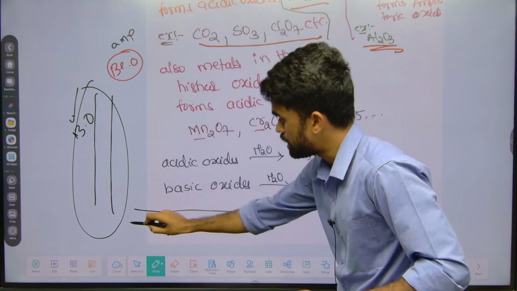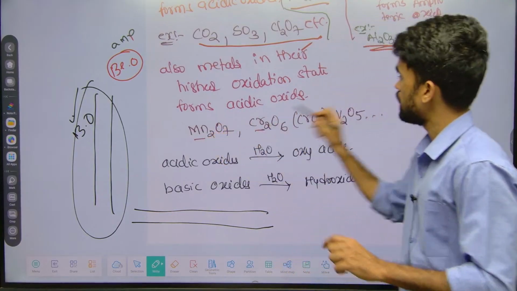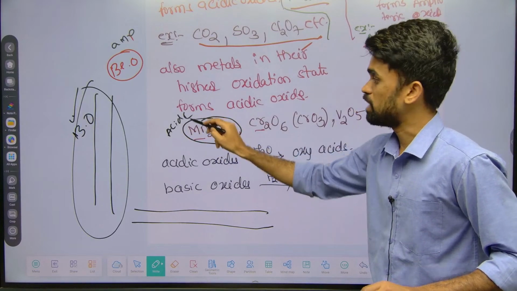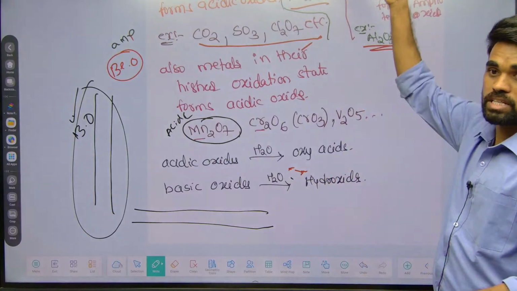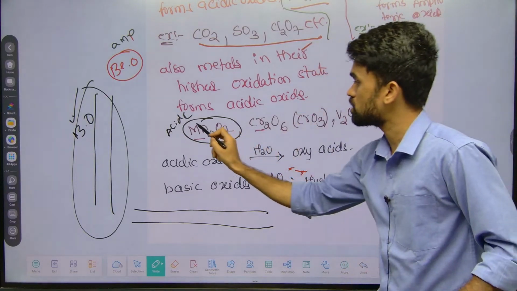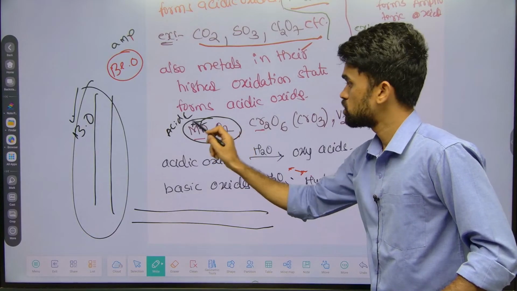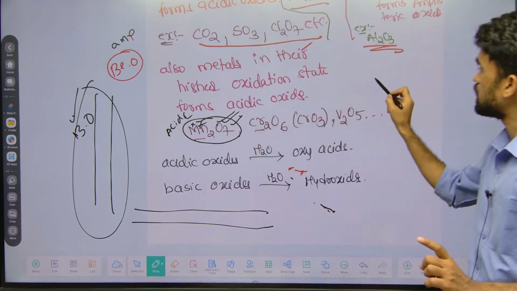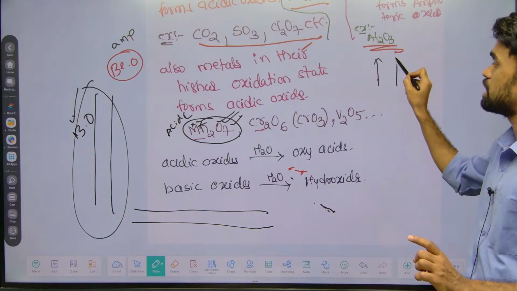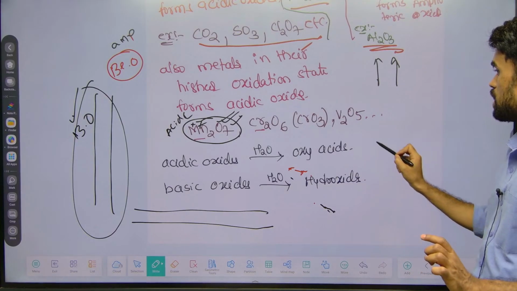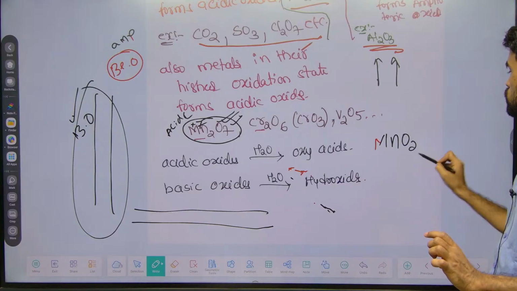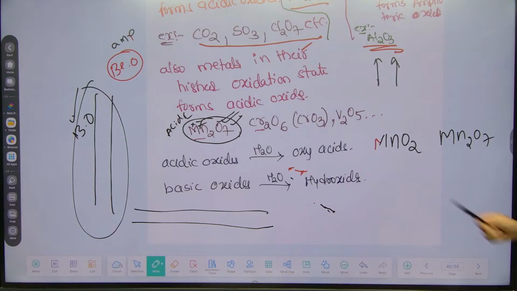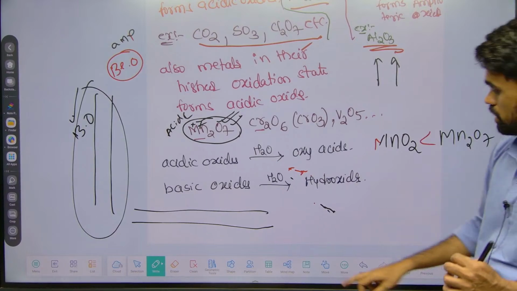When it comes to d-block elements, metals are there now, like Mn2O7. This is again an acidic oxide. It means in the metals also, with a higher oxidation state, they will form acidic oxide. What is the oxidation state seen here? +7. So with the highest oxidation state, what is the nature of this oxide? That's why I am saying if oxidation state increases, acidic nature also increases. See, for example, I am writing MnO2, Mn2O7, which is stronger acidic. Okay, next.